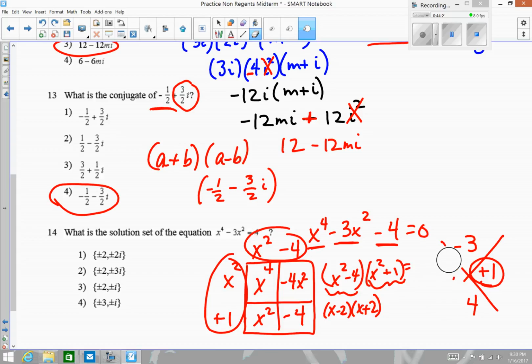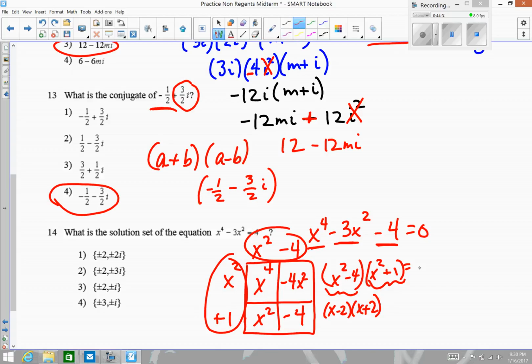Let me erase some of this and give ourselves some space here. Imaginary terms are going to involve an i: x plus 1i and x minus 1i. So there are the factors. When I turn these into solutions, I'm going to have 4 solutions. 2 are real, and 2 are imaginary. So my solutions are positive and negative 2 and positive and negative i. So number 3 is our solution.